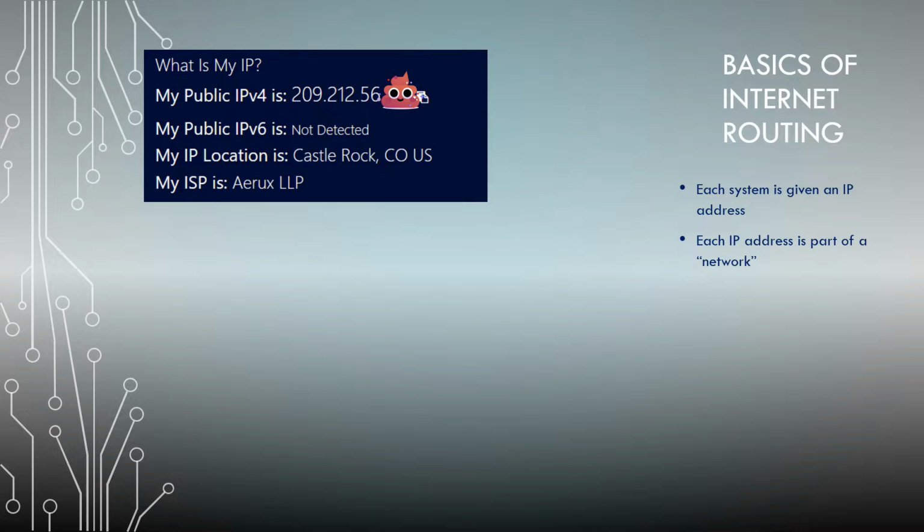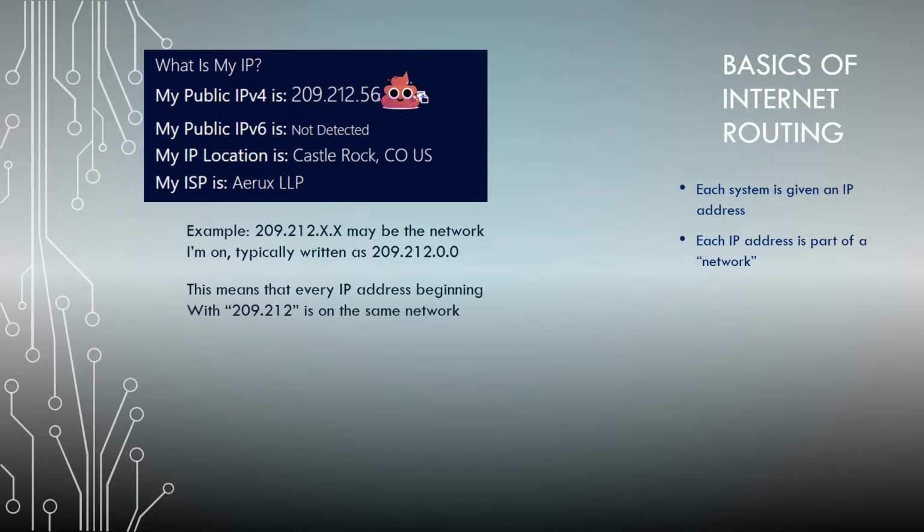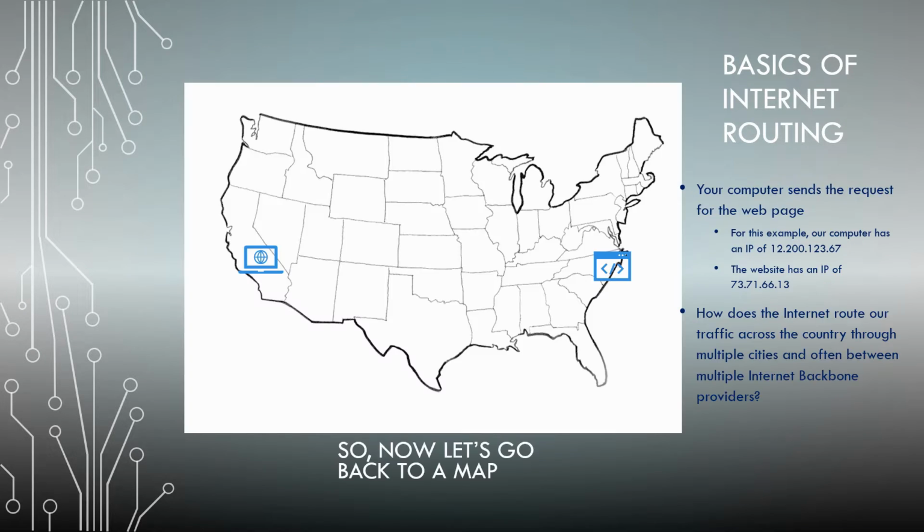Each IP address is part of a network. So my IP address, 209.212.56.x. You look at the left more parts of it. In this case, 209.212 is the network that I'm on. And then all the other computers that have 209.212.whatever.whatever, they're all part of the same network. Each network is owned by an internet provider.